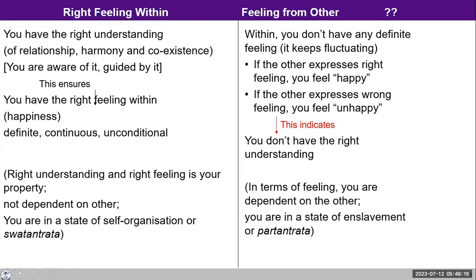But if I have the right understanding, then I can have my feeling in line with this understanding. The right feeling means feeling in line with natural acceptance. And you'll see that we have natural acceptance for the feeling of relationship. With that right feeling, I feel happy. And when I have the right understanding, this feeling can be definite, it can be continuous, and it can be unconditional.